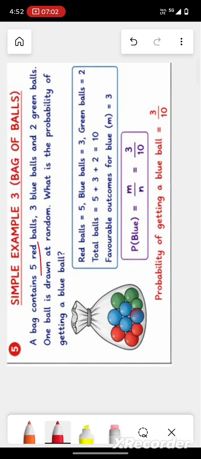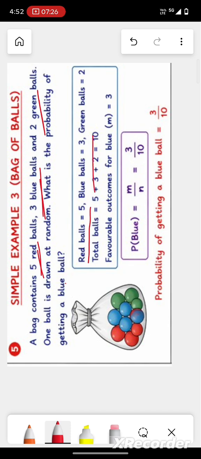Let us see the next example. A bag contains 5 red balls, 3 blue balls, and 2 green balls. One ball is selected at random. What is the probability of getting a blue ball? First find the total outcomes, the sample space.